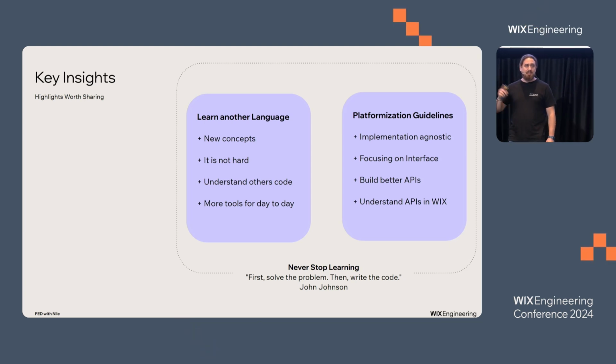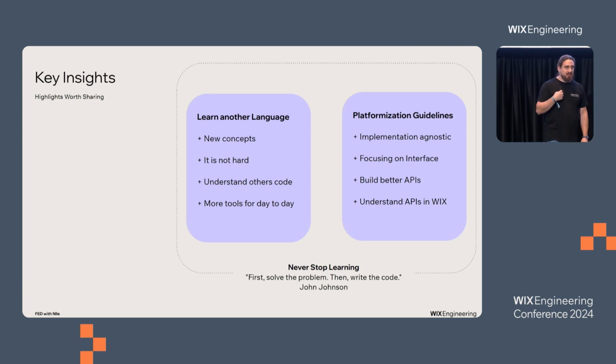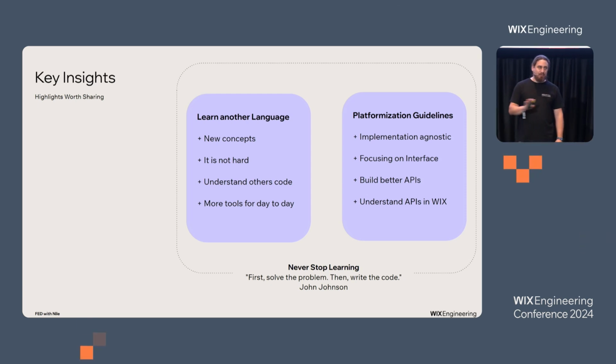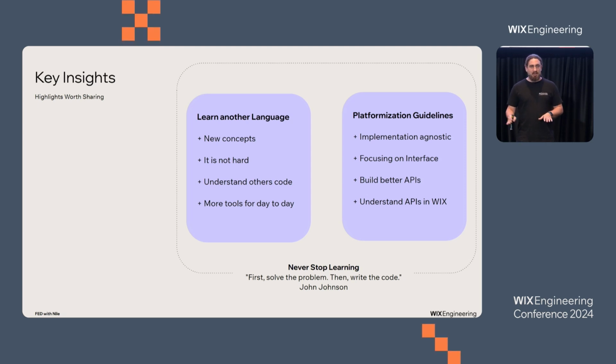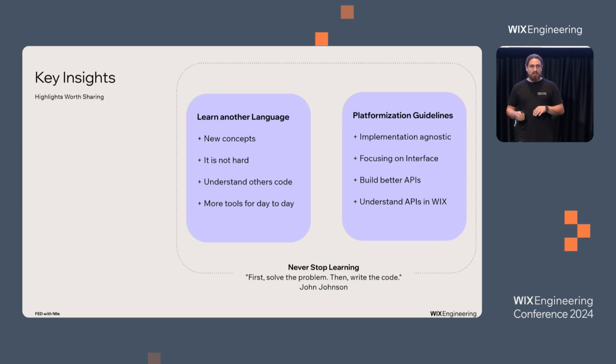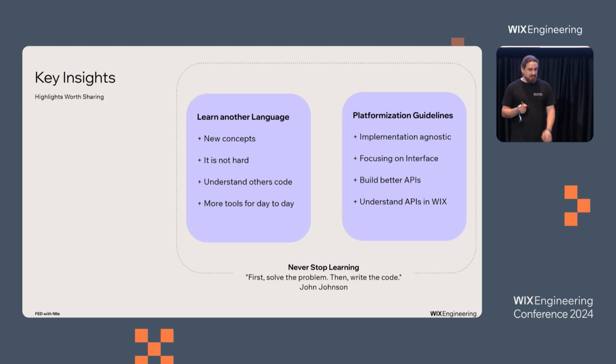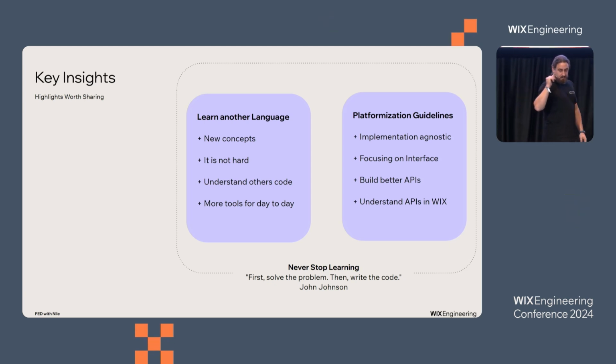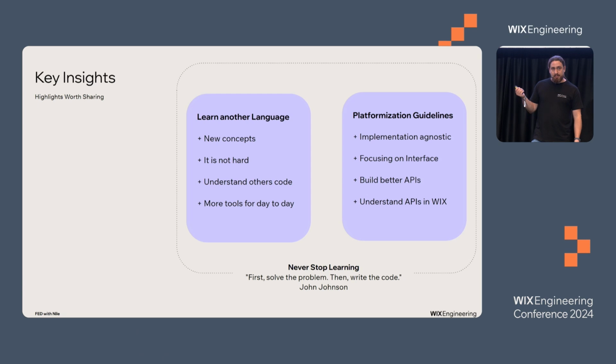And the second, the less obvious one that I took for myself, is platformization guidelines. We have something very, very cool in Wix, and it's documentation on how to write API in the correct way, and it's completely implementation agnostic. You don't need to care how you implement it. You can learn how to do it right. Especially when you focus on the interface and not on the implementation, it's a very powerful mindset. And it will help you to build better APIs.